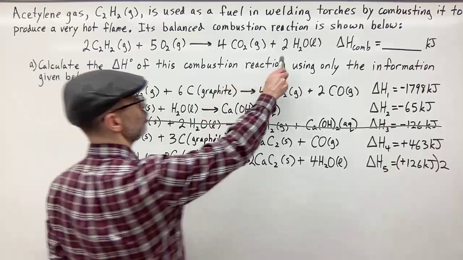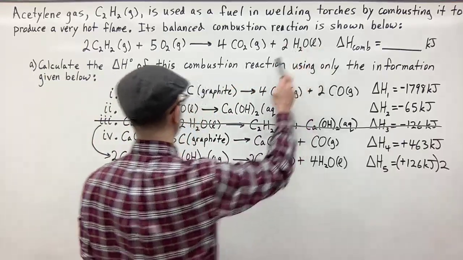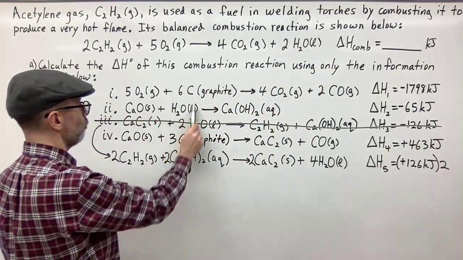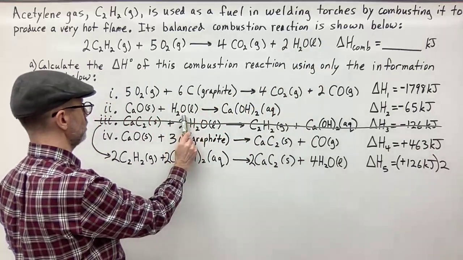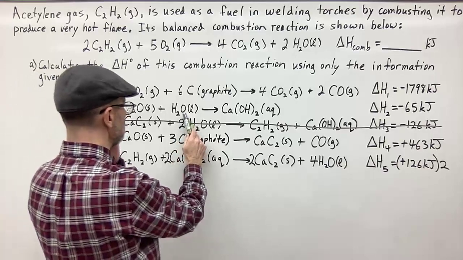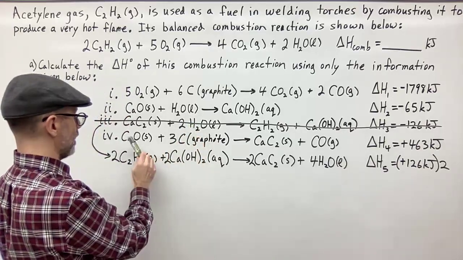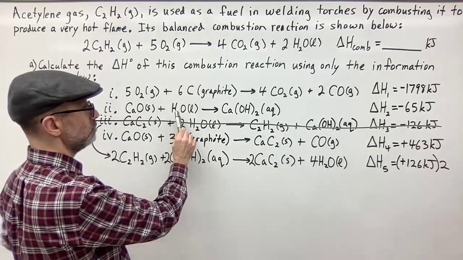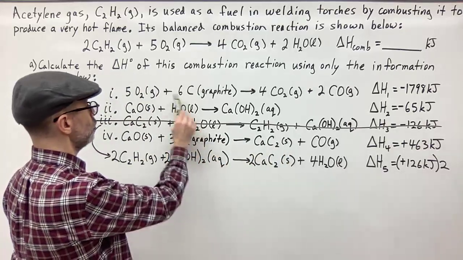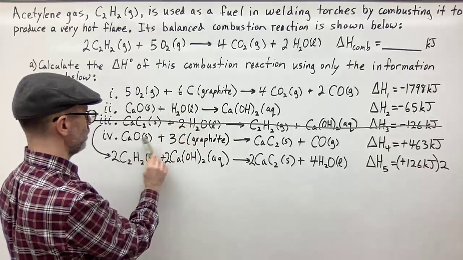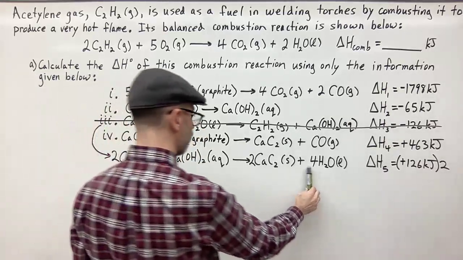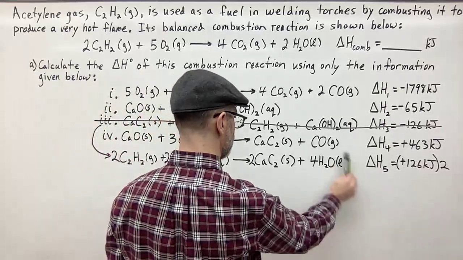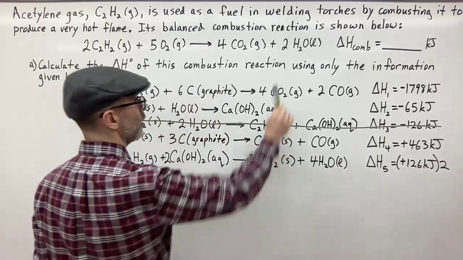And I need 2 water liquid. Where do I have water here? I have 1 water liquid here. And that's about it. So I have water on this side. Let me double check. Do I have water anywhere else? Oh, I have 4 waters on this side here. But I only want 2.